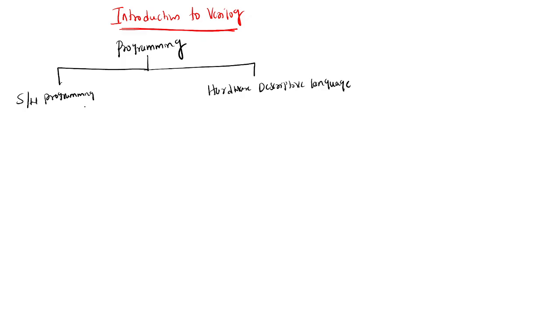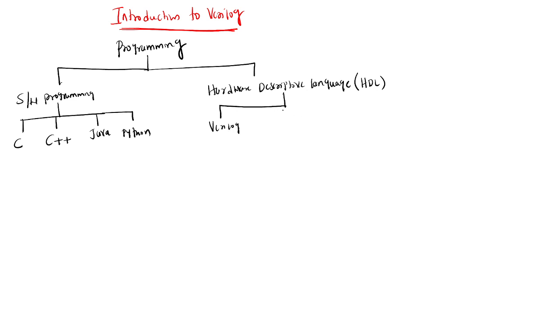Software programming languages are like C, C++, Java, and Python. These are nothing but software programming languages. And hardware descriptive languages, that's HDL. These are Verilog, VHDL, and SystemVerilog. So these are HDLs.